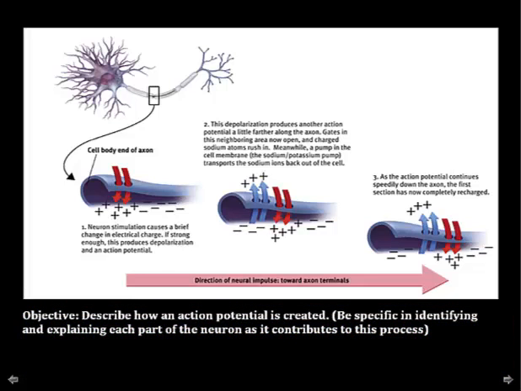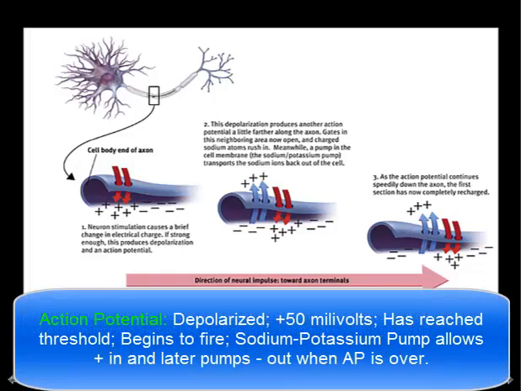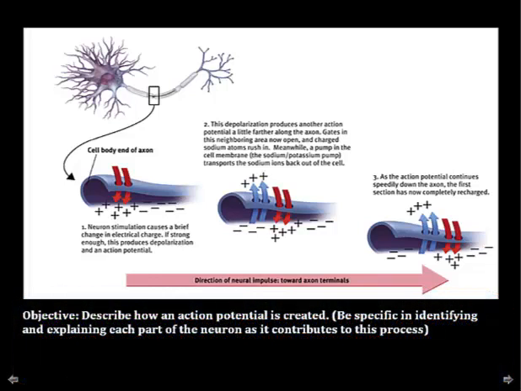So if the neuron were to fire, if it were to reach what we call action potential, that means that it's stimulated at or above the threshold. The cell then becomes depolarized, which usually is about positive 50 millivolts. So positively charged sodium ions will rush into the cell, and it will sort of push out the negative ions. This means that the neuron has fired.